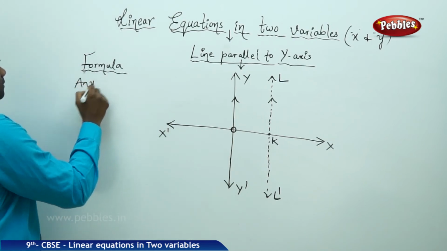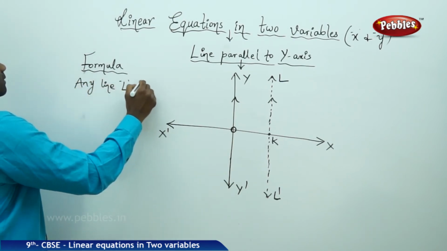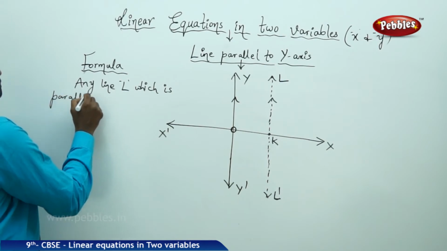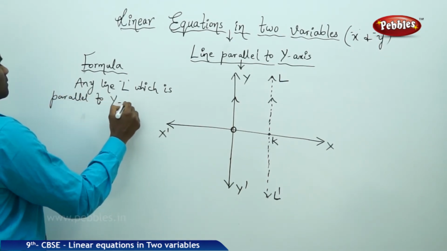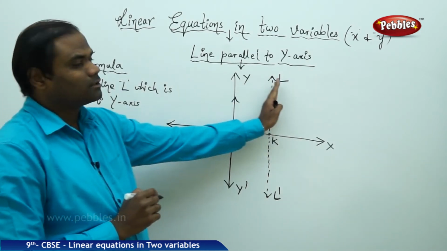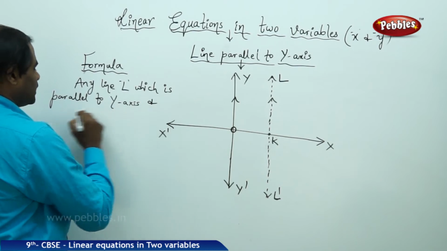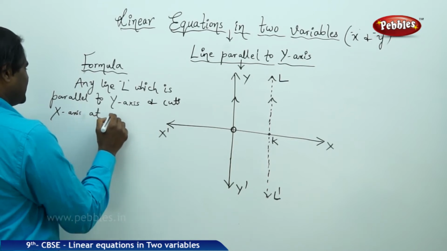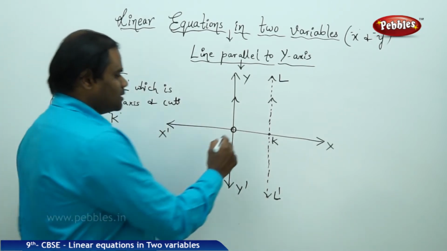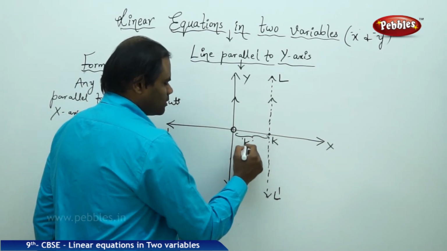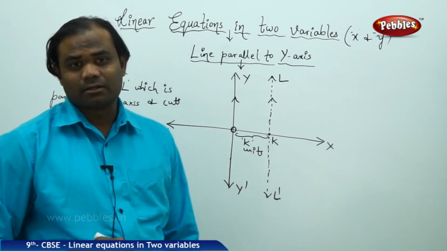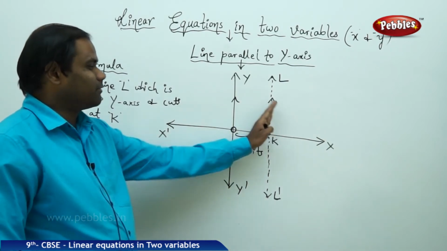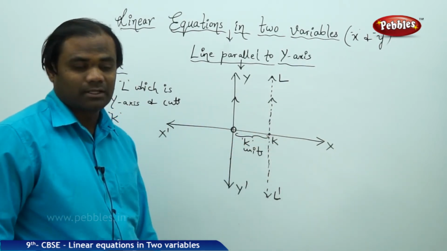Any line L which is parallel to y-axis and cuts x-axis at k, that is the distance from origin to k is k units, is how I understand it the other way. So geometrically, this distance is k units, that is the distance of the line from y-axis is k units, is how I understand the concept.